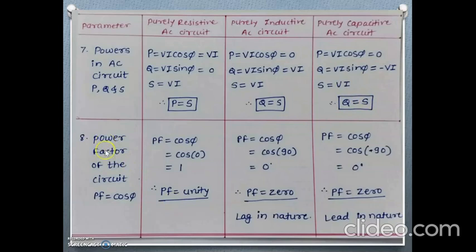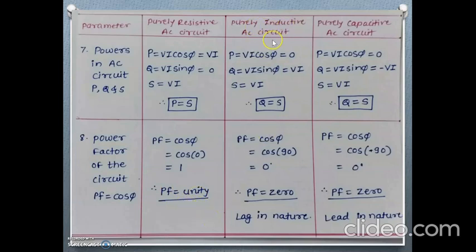Then power factor of the circuit. Power factor is nothing but cos phi. In a purely resistive AC circuit, phi is 0. So cos phi is equal to cos of 0, which is equal to 1. So power factor of the circuit will be unity because voltage and current are in phase.